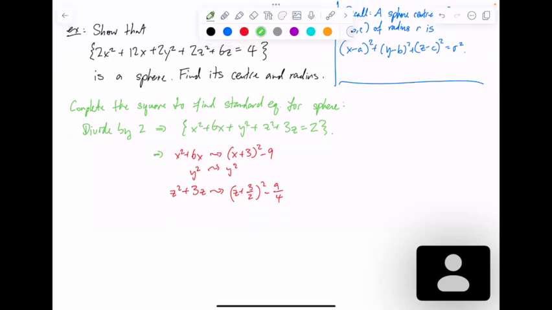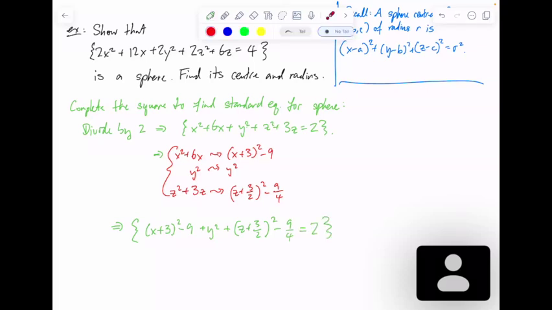All right, so then you have these relations here, and so your equation now becomes, you want to substitute everything in. For x squared plus 6x, you now have x plus 3 squared minus 9. For y squared, that's still the same. And then for z squared plus 3z, you now have z plus 3 halves all squared minus 9/4. And that's equal to 2. So much closer, but not quite what we want yet.